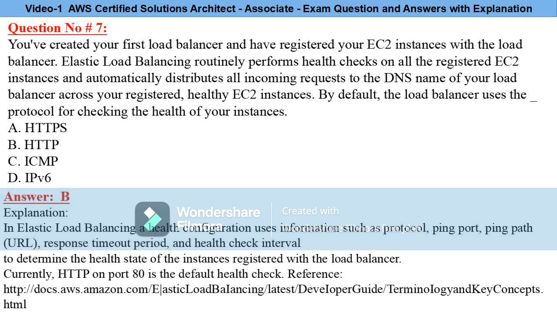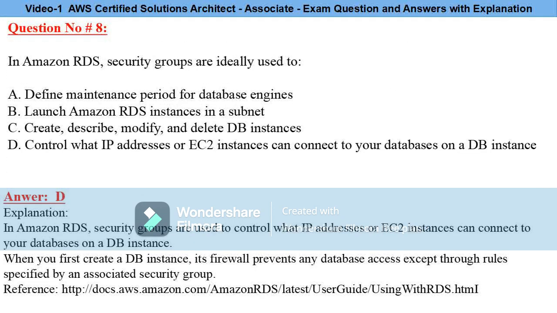Question number 7: you have created your first load balancer and registered your EC2 instance with the load balancer. Elastic Load Balancing routinely performs health checks. The answer is B, HTTP. In Elastic Load Balancing, a health check configuration uses information such as protocol, ping port, ping path, response timeout, and the health check interval to determine the health state of the instance. Currently, HTTP on port 80 is the default health check. Let's move to question 8.